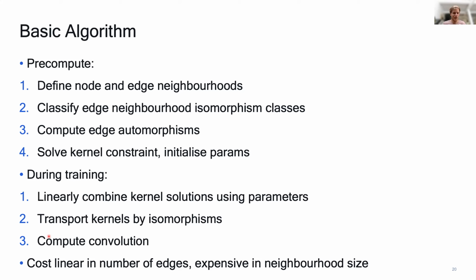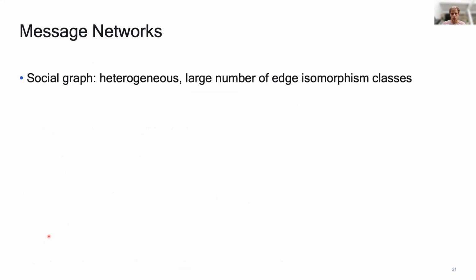This scales well in that this process is linear in the number of edges, but it becomes expensive when the neighborhood sizes increase. So some graphs have very large neighborhood sizes, making this an expensive method. But there's a lot of graphs that actually have relatively small neighborhoods. And in such graphs, it scales linearly in the number of edges that we have.